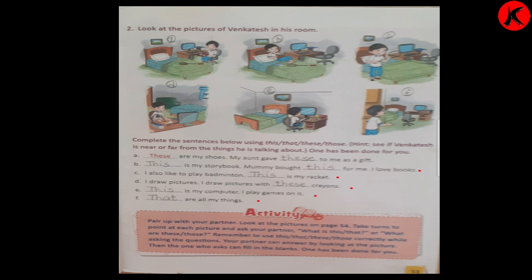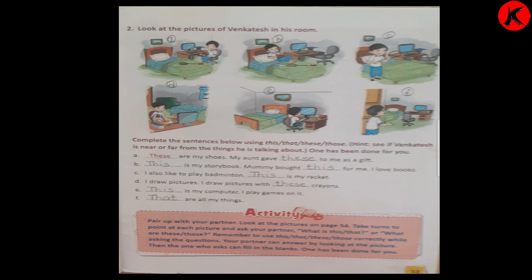Now over here activity B is there. It is on page 54. Here we have to look at the sentences and we have to frame the question. What is this, or what is that, or what are these, what are those. Remember to use this, that, these, those correctly. Now we'll go to the next page.